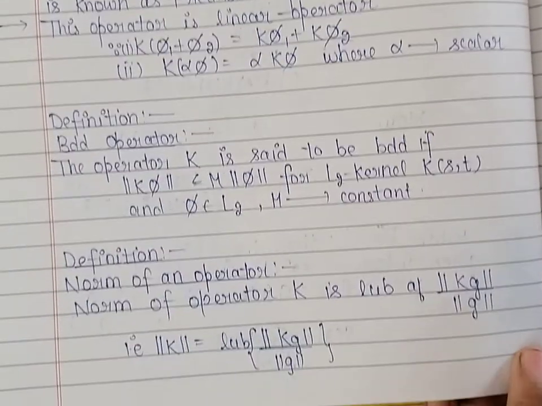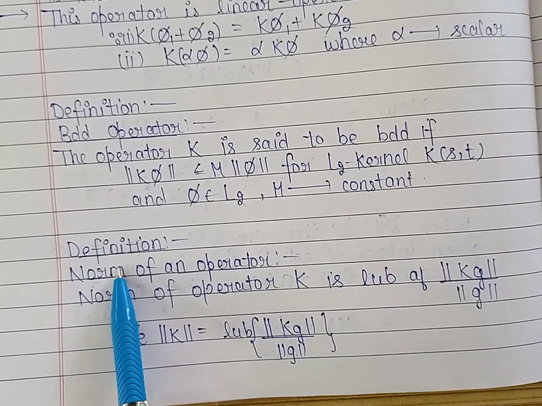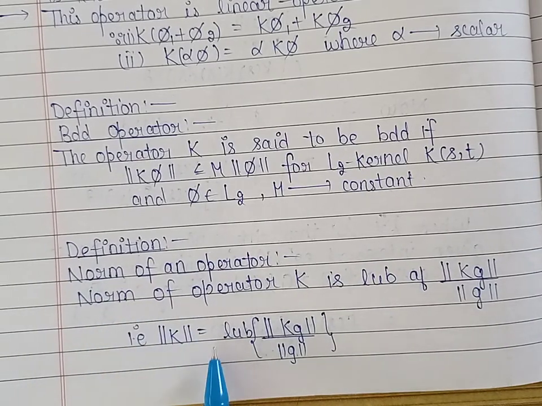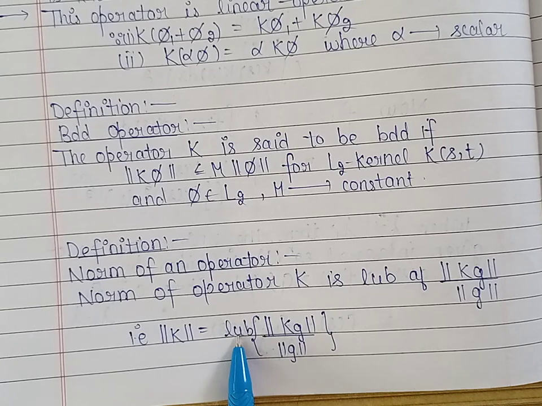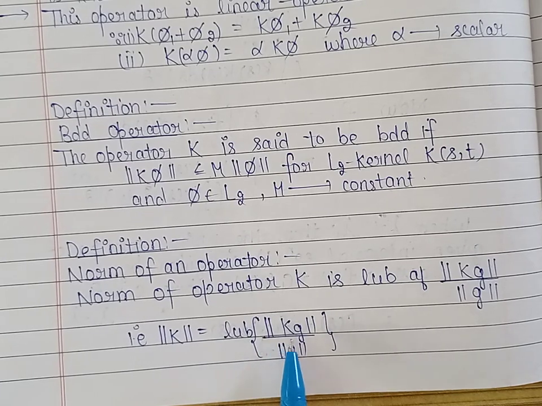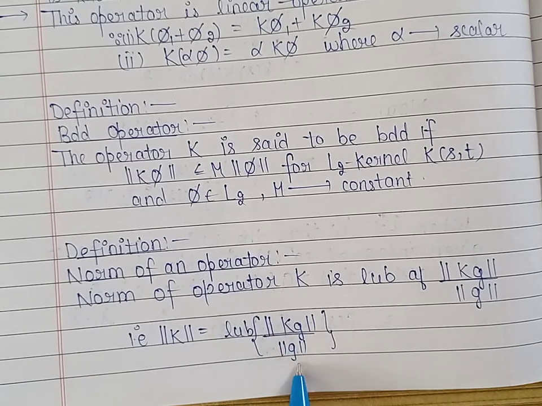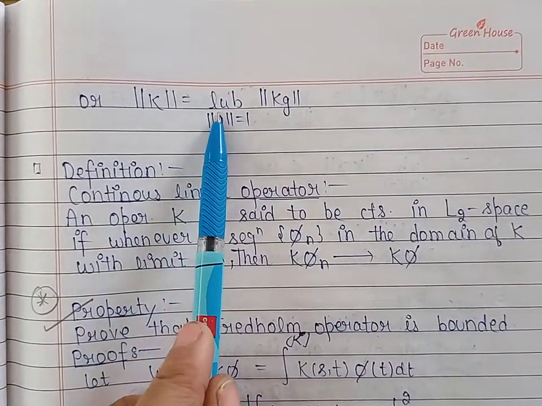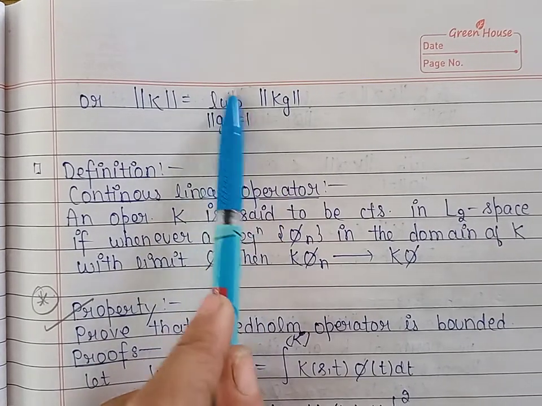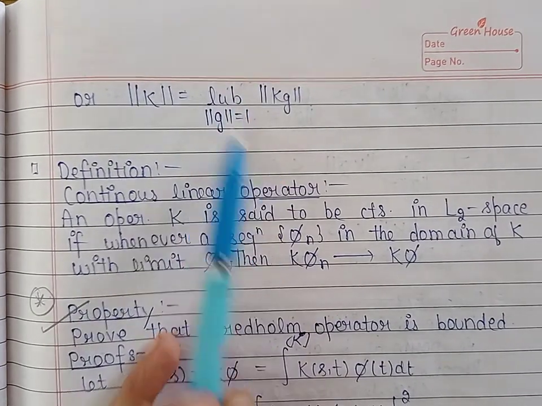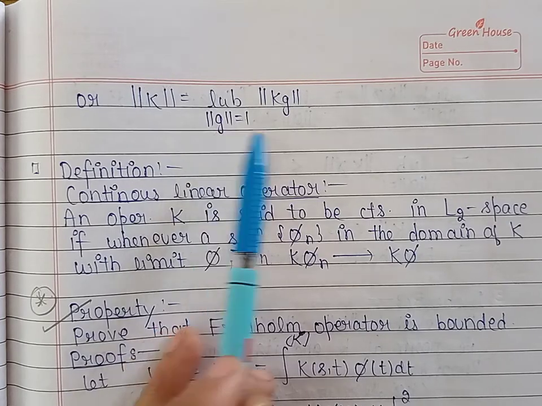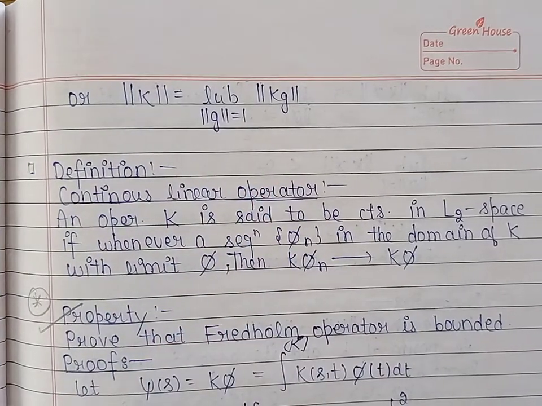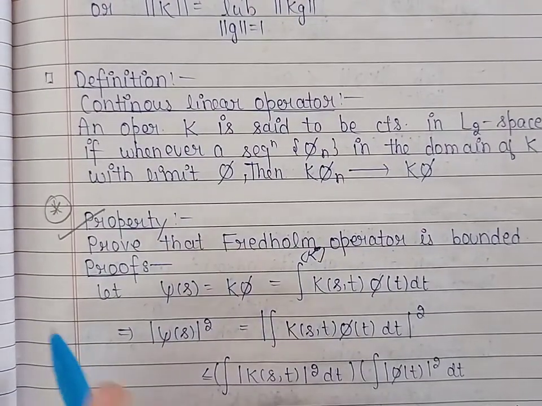Now next we define the norm of operator K. The norm of operator K is defined by the supremum of the norm of Kg divided by the norm of g, or we can say that the norm of K is defined by the supremum of the norm of Kg, where this supremum is taken over all g of norm 1.